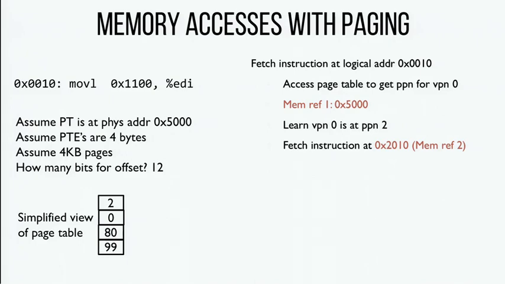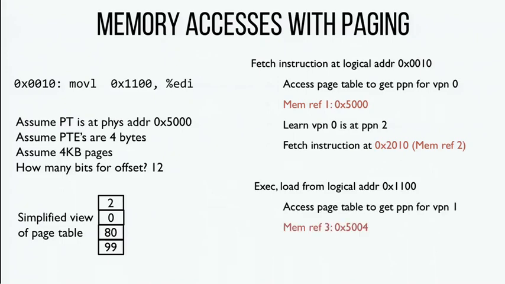So what page number are we looking for? 1, because the bottom three hex digits are telling us the offset. It's the top digit that's telling us the page number. You could think of that as just looking at element 1 in this page table, but if we actually have to compute memory addresses, it's the base, which is 5,000 plus 1 to get index into the 1th element, times 4 bytes.